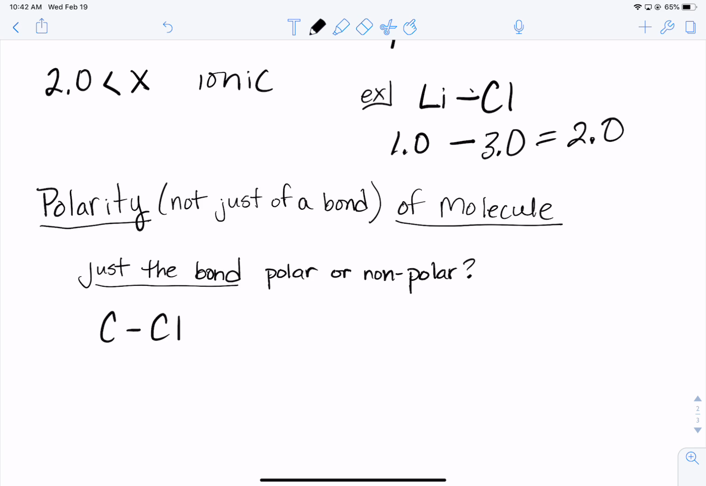So can I remind you guys what a molecule is? A molecule could be just carbon and chlorine. It could just be that. But a molecule is two or more atoms covalently bonded.